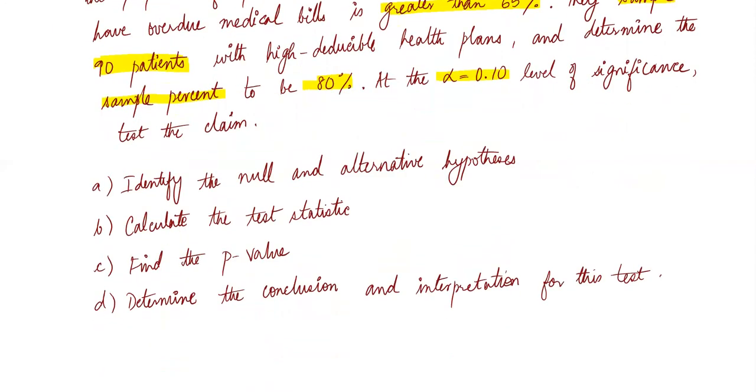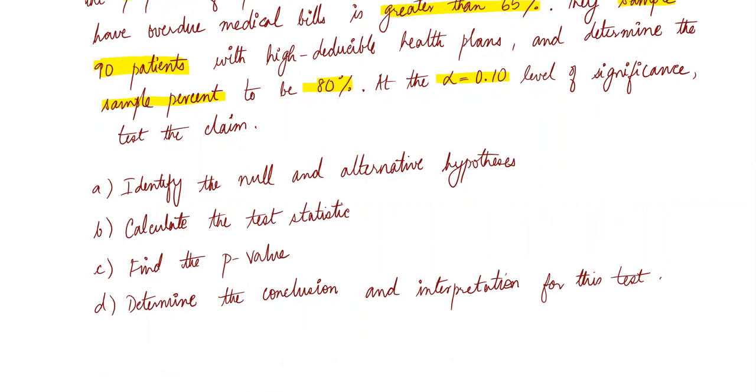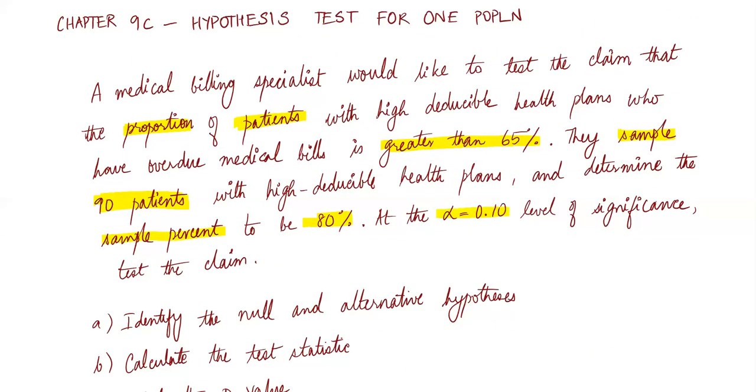And then they have A, B, C, and D. These are basically the steps to conduct the hypothesis test. They didn't tell us which particular method, p-value or critical value method. So we'll start off by using the p-value method, which means we can use the calculator. And let's try to understand how this works.